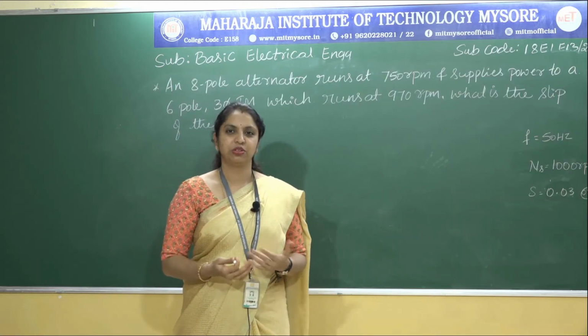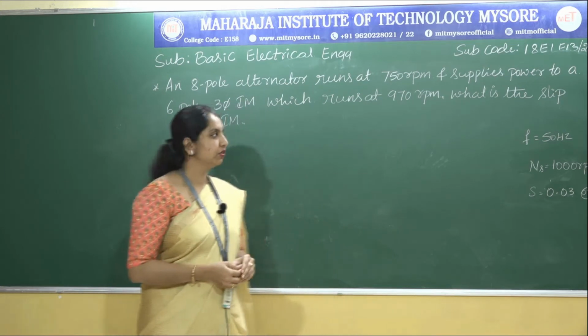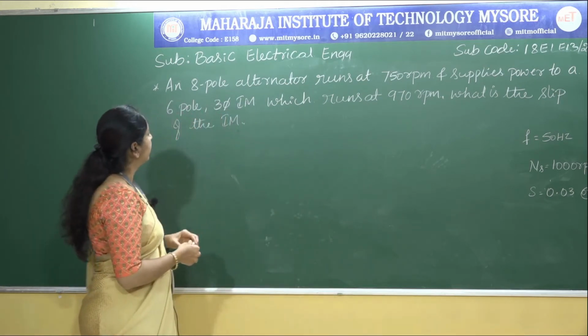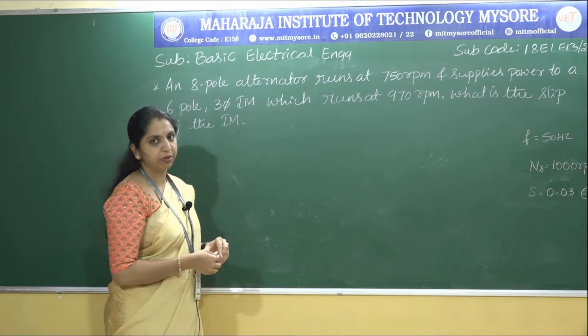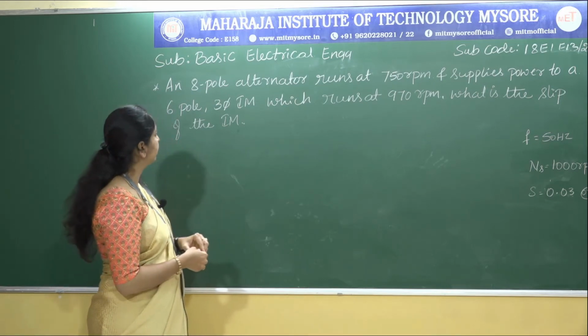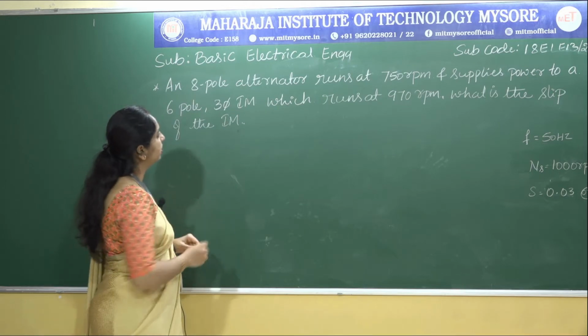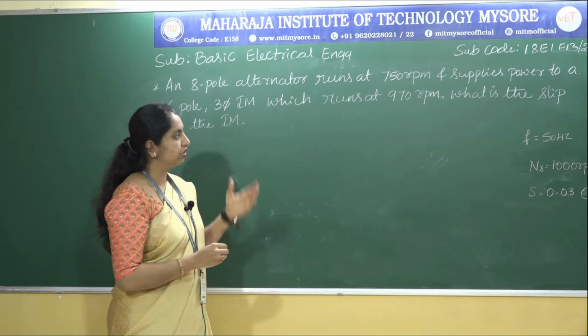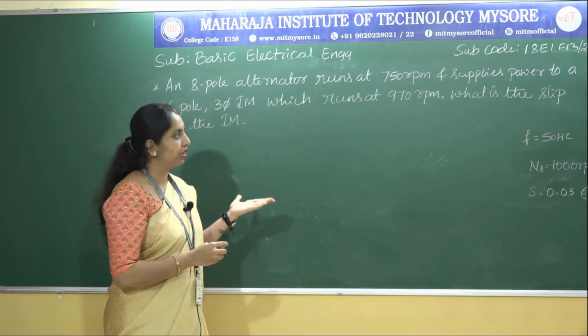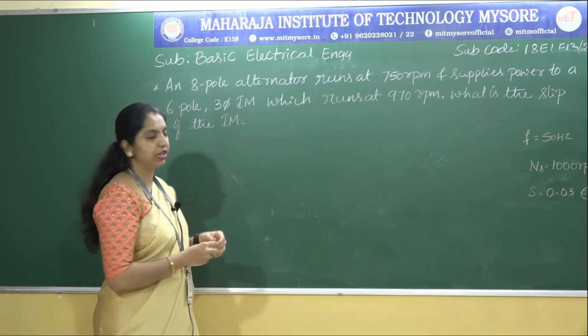Next we shall move on to the problems in this chapter. So, first problem: an 8-pole alternator runs at 750 RPM and supplies power to a 6-pole, 3-phase induction motor which runs at 970 RPM. These are the data provided in the problem. So what is the slip of the induction motor?